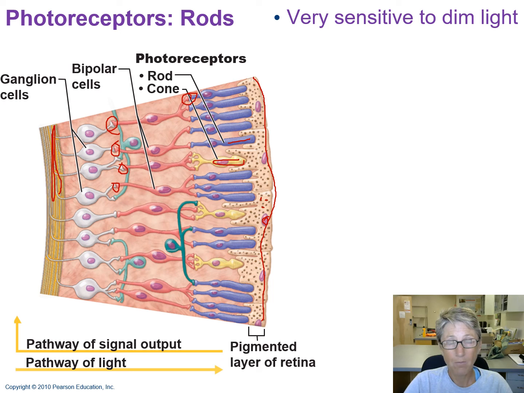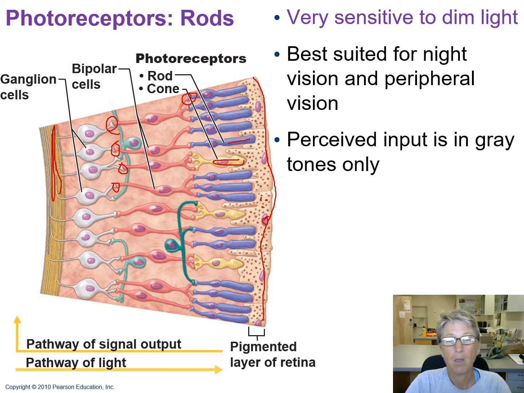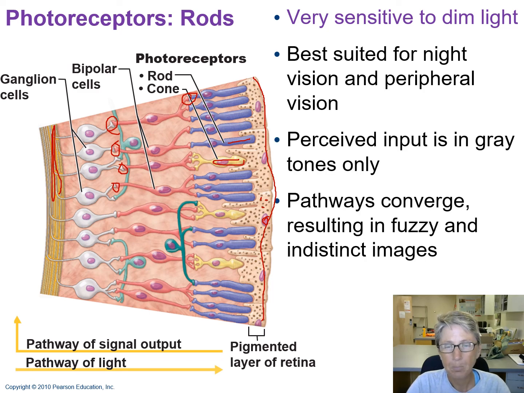Rod cells, or rod photoreceptors, are very sensitive to dim light. That's what you use. You use your rods to see in dim light. You see in shades of gray. Also, you use the rods for your peripheral vision, which is actually in shades of gray. The rod pathways converge, so the result is a fuzzy or indistinct image that you see in dim light. Okay.